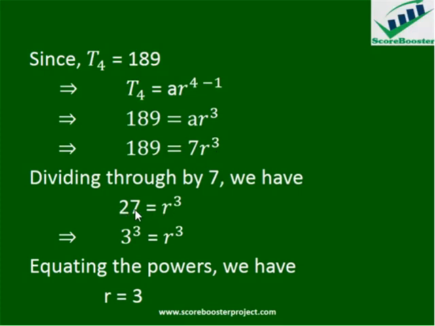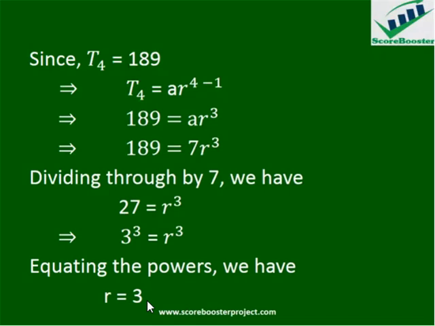So from here, if you are conversant with cubes of numbers, you know that 27 can be written as 3 cubed. So 27 is 3 cubed, which equals r cubed. You can see that 27 is now in its exponential form. So we now equate the powers. We can see that this and this have the same power, so definitely the value for r will be equal to 3. So here the common ratio of that particular progression equals 3.